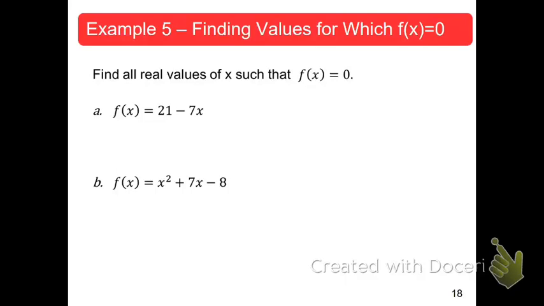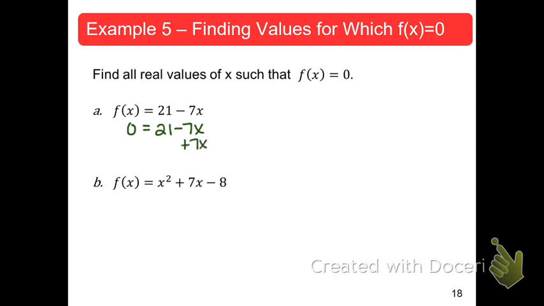Example 5, we're going to find all real values of x such that f of x equals 0. So the first thing is, if f of x equals 0, that means we can substitute that in. So on A, we would have 0 equals 21 minus 7x. So let's just solve for x.